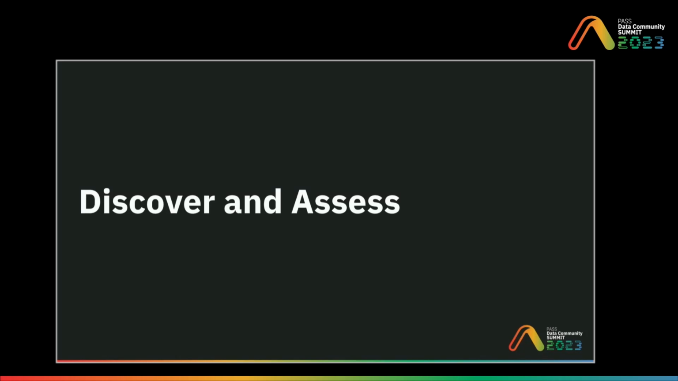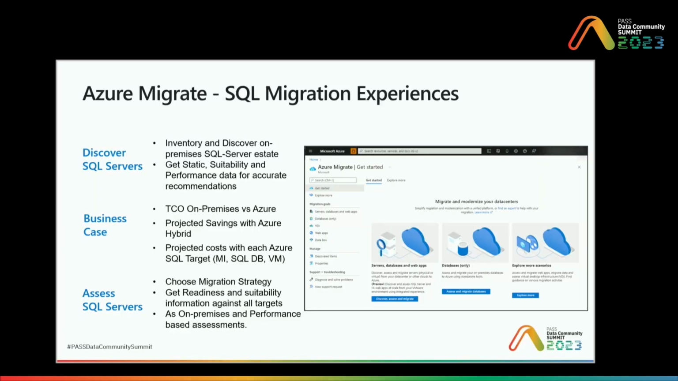Now let us get a very high-level overview of Azure Migrate. So it does the discovery. What does discovery mean? It identifies all the servers that exist on your on-premises estate. It inventories them, and then it keeps reading information from those SQL servers. What kind of information does it read? It reads the static metadata information, the suitability information, right? The features, what features exist on your on-premises SQL server, so on and so forth. And it also gets the performance data.